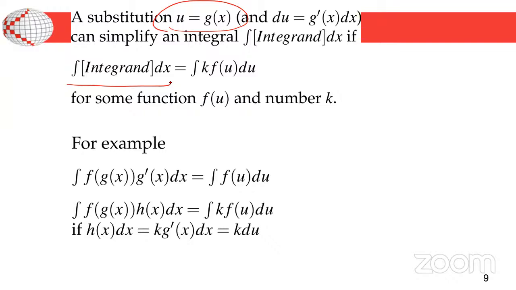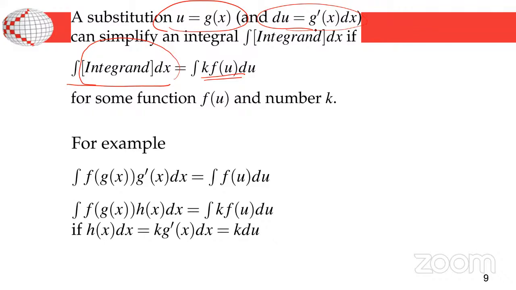Okay. So when does the substitution work? Well, the general condition is that the integrand, which is a function of x times dx, has to be able to be written as some number k, which could be 1, times a function of u times du. If this is the case, then it's going to work. Now, what's the du here? Du here is just a differential of u, so it's the product of the derivative of g and dx.